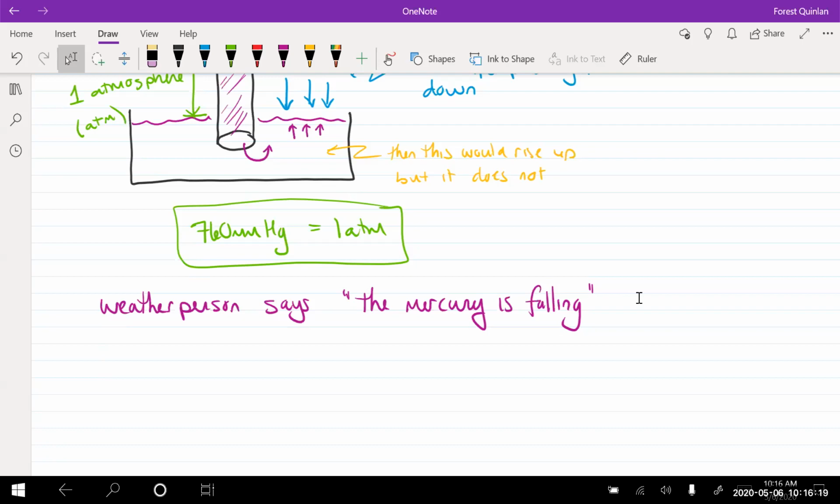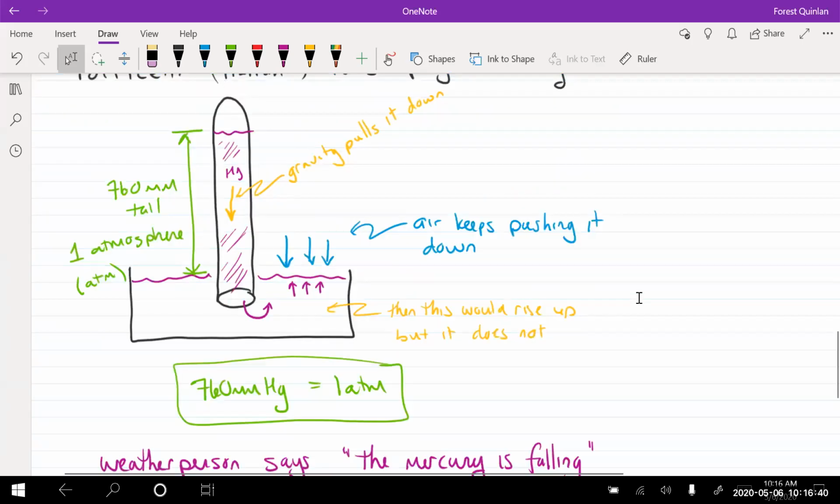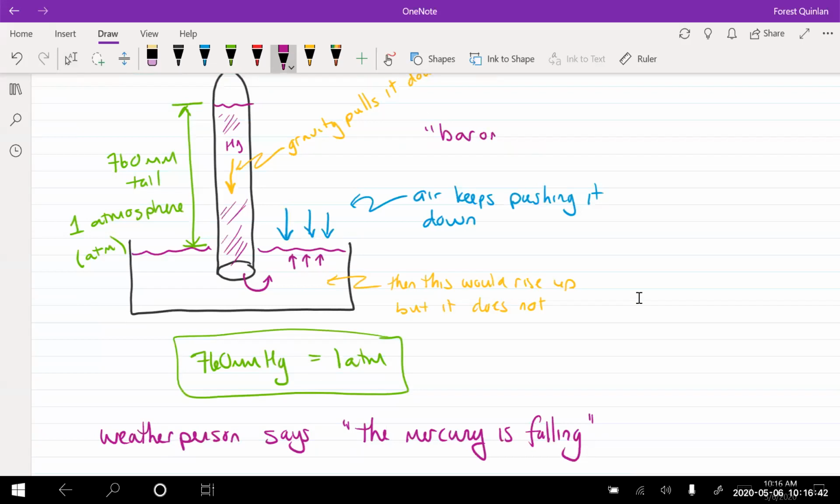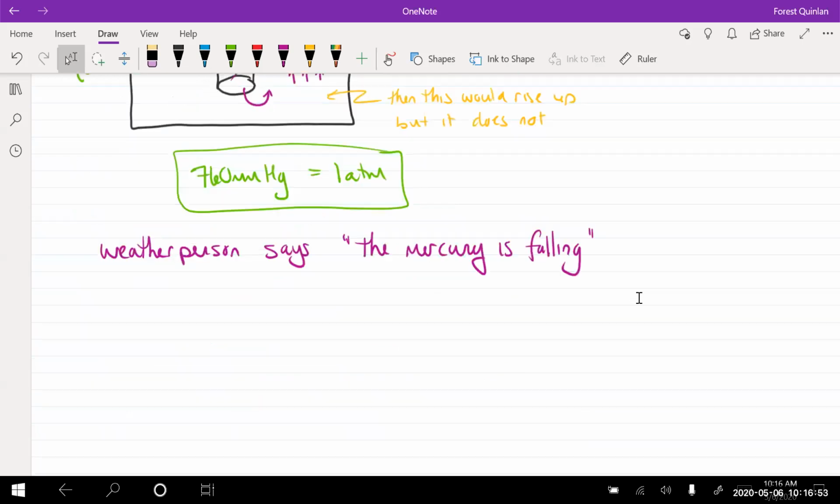So when the mercury is rising or falling, a lot of people think that the weather person is saying, hey, it's getting hotter or colder. That is true, but he's not looking at the mercury in the thermometer, he's looking at the mercury in this apparatus right here called a barometer. So this is a barometer. And bar means pressure. It's a measurement of the pressure. When it says the mercury is falling, it says the pressure is dropping.